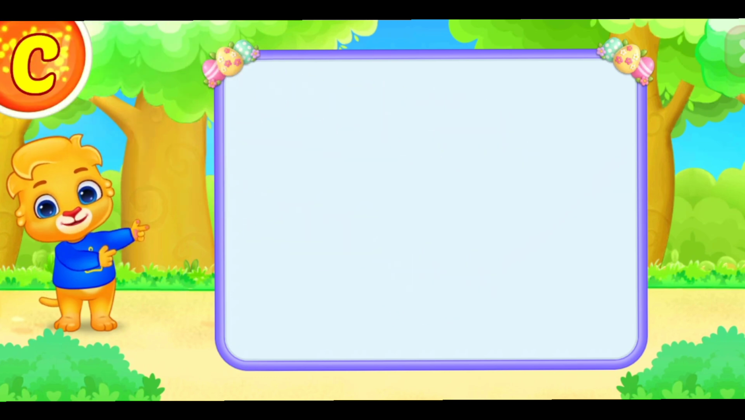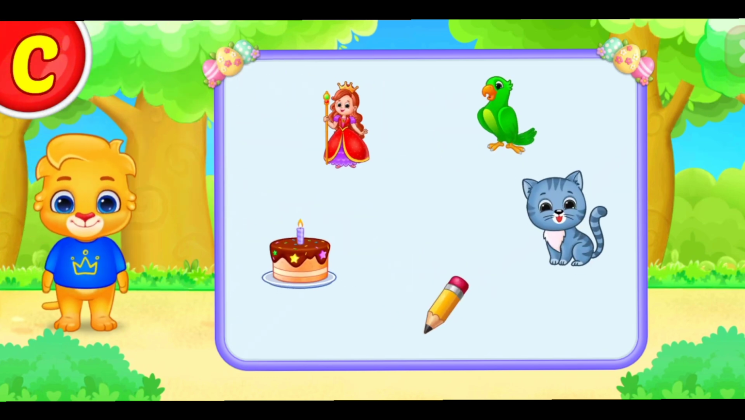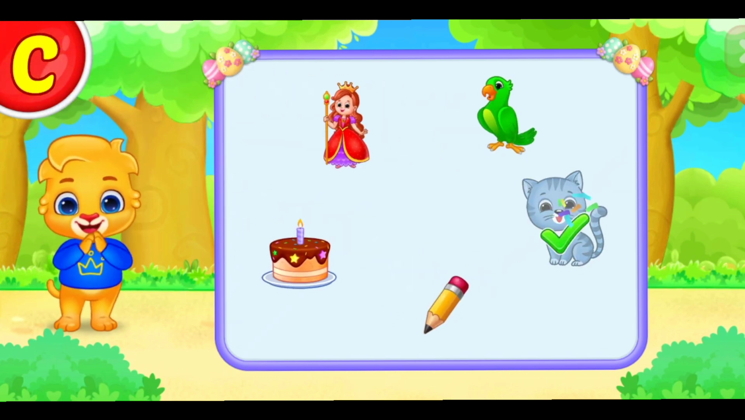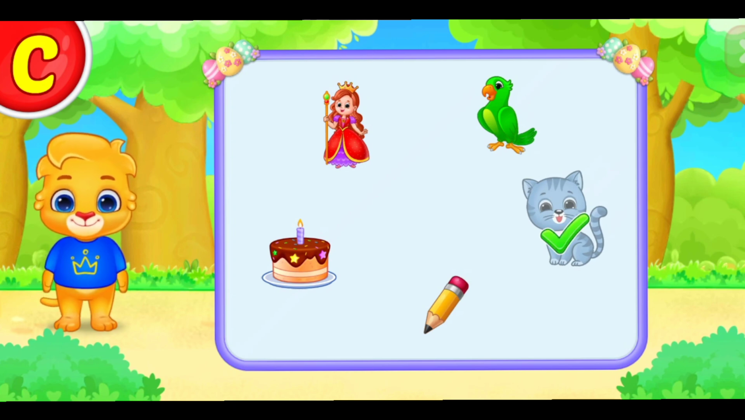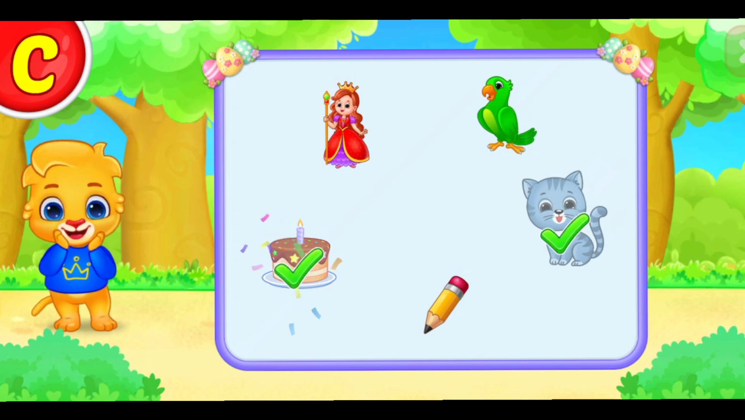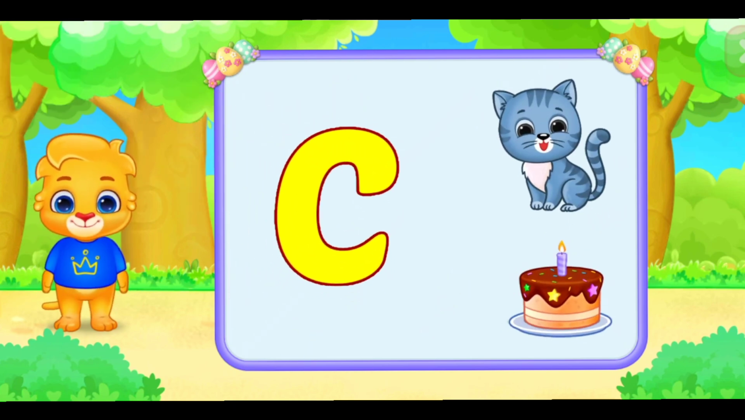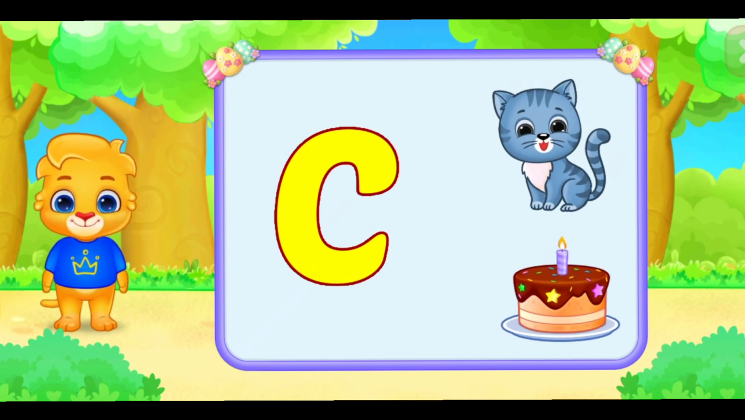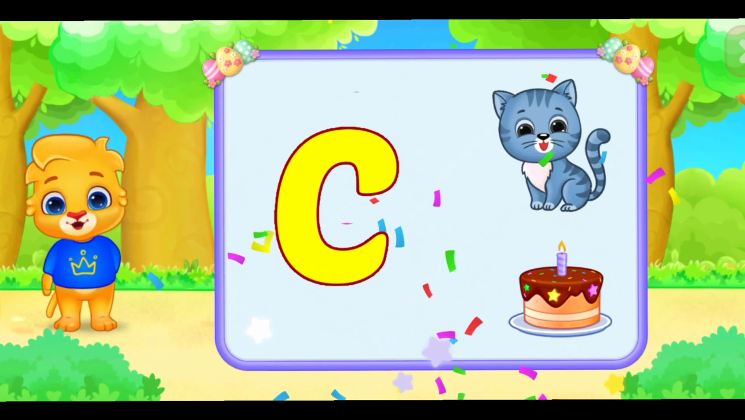Tap the picture that starts with letter C. C is for cat. C is for cake. Well done.